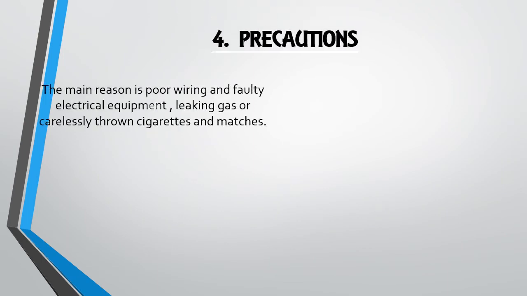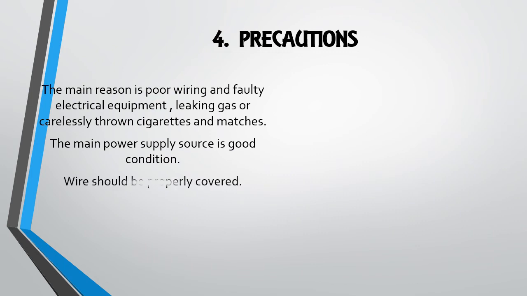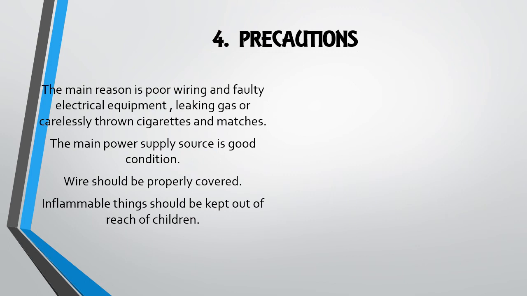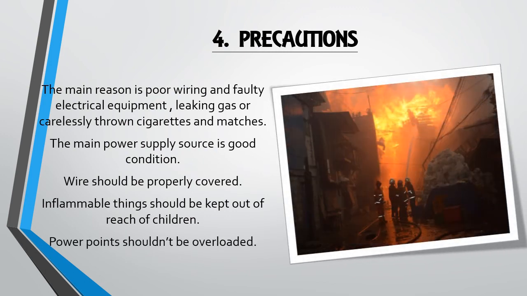Precautions. The main sources are poor wiring and faulty electrical equipment, leaking gases, or carelessly thrown cigarettes and matches. The main power supply source should be good. Wires should be properly covered. Inflammable things should be kept out of reach of children. Power points should not be overloaded.